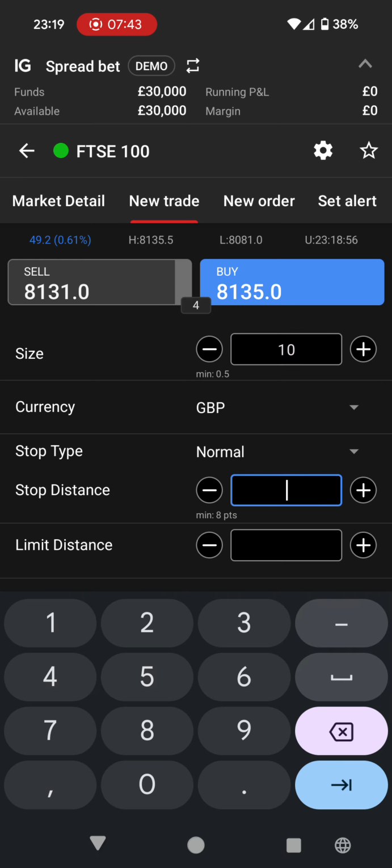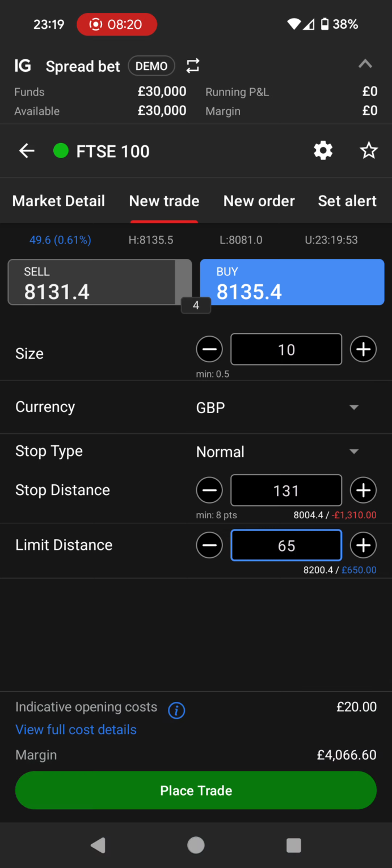We can put things like a stop in there. We can put a limit. So stop, let's say, if it goes below 8,000, we no longer want to be in this trade. So we'll put 131 points. As you can see, it's moving all the time. We've got a green light, so we're in a live market. And let's say if it gets to 8,200 points, we then want it to sell. There you go. It tells you exactly how much.